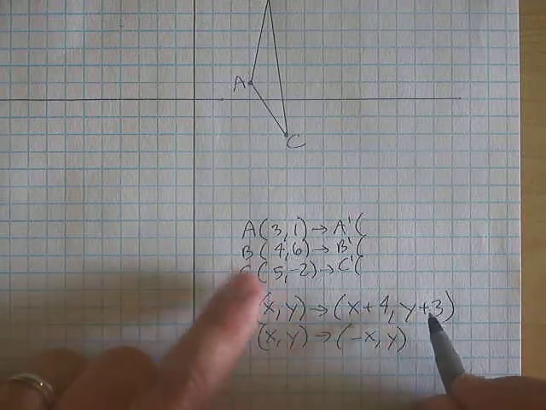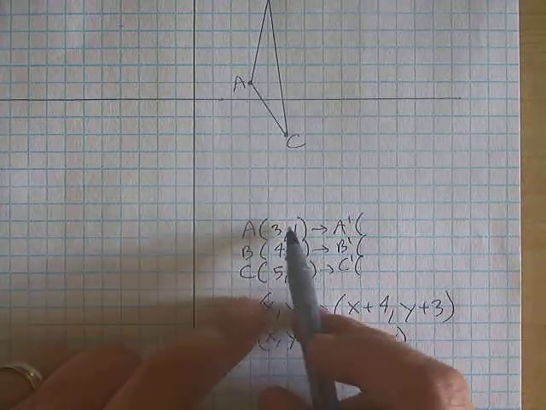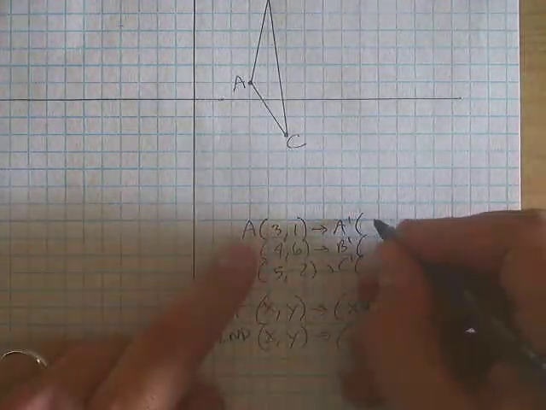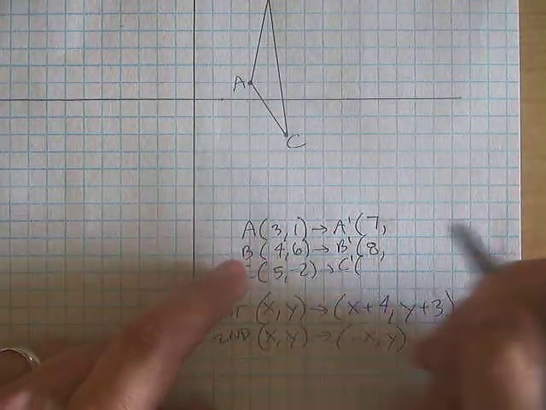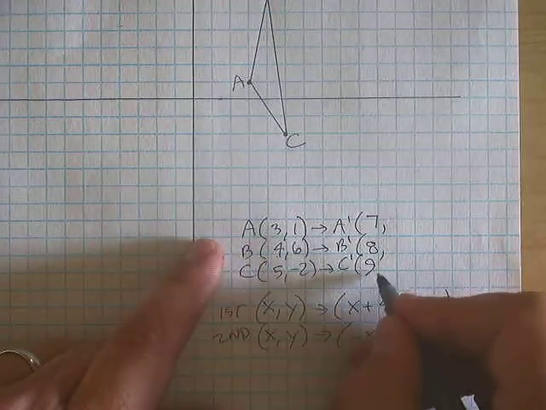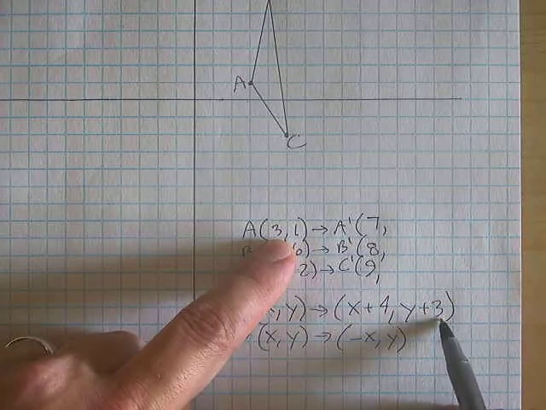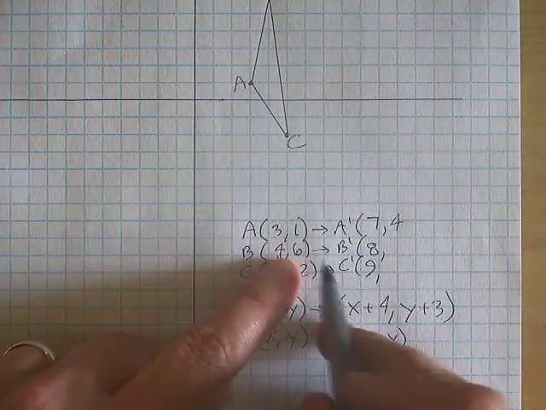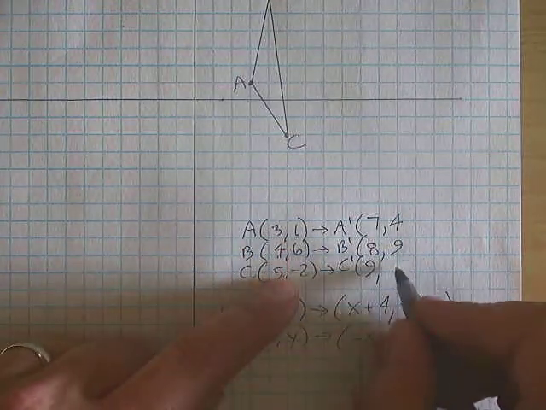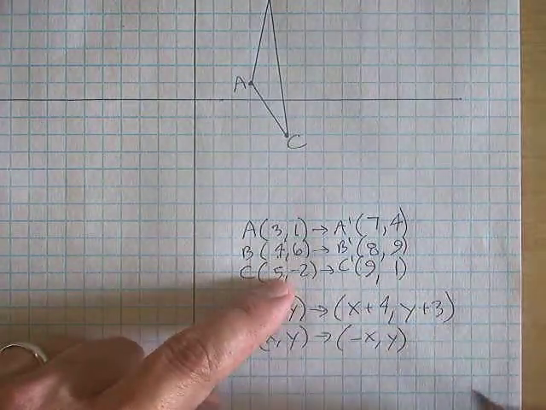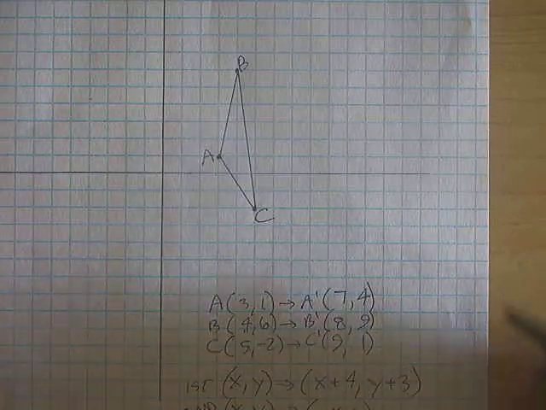Okay? So the first thing we're going to do is add 4 to the x and 3 to the y. So let's add 4 to all the x's first. 3 plus 4 is 7. 4 plus 4 is 8. 5 plus 4 is 9. All right, now to the y's. 1 plus 3 is 4. 6 plus 3 is 9. And negative 2 plus 3 is 1. Okay, so we're going to do that first.